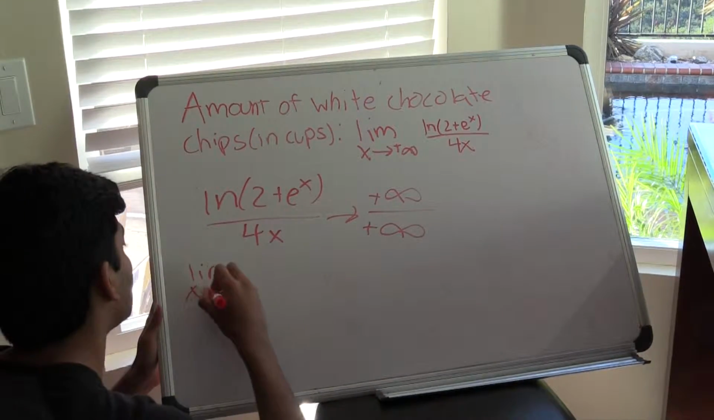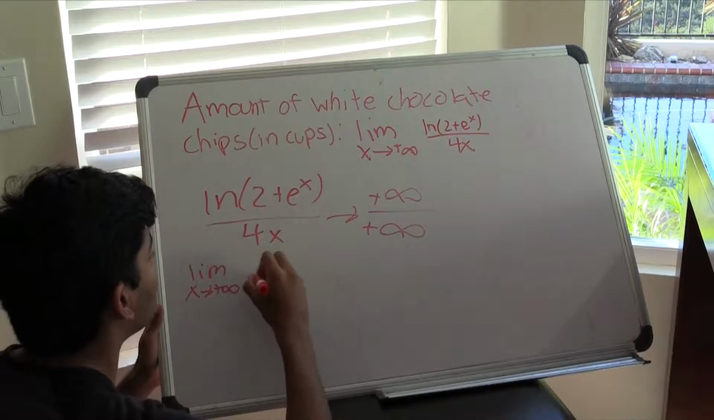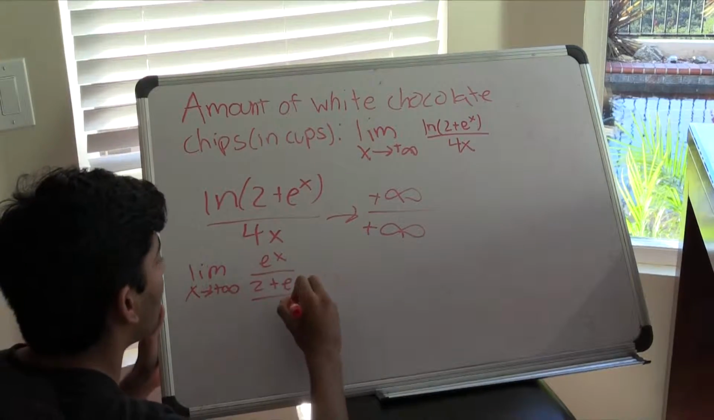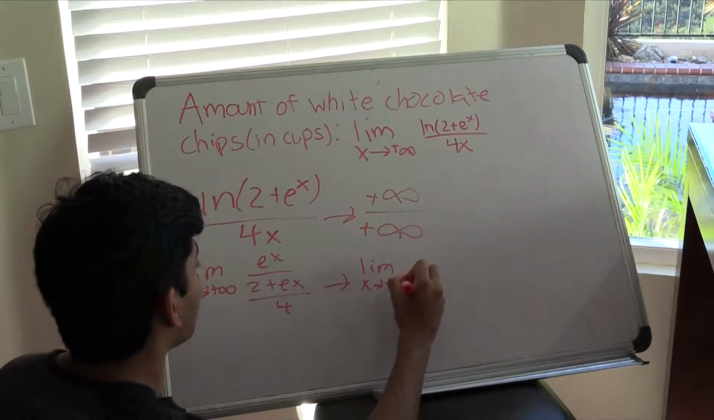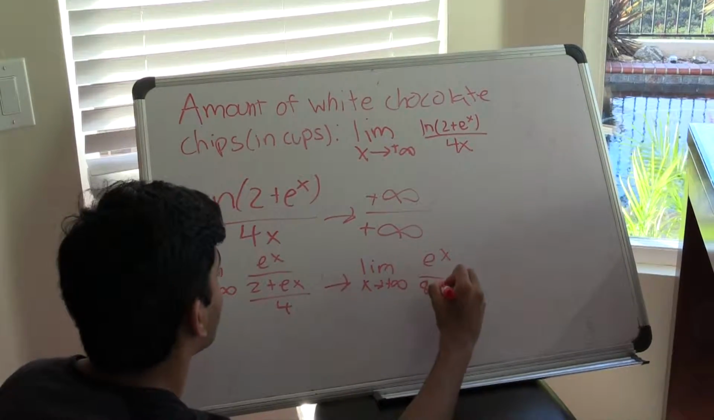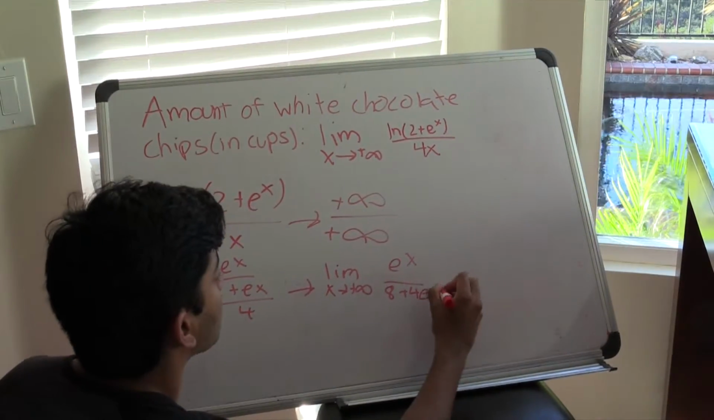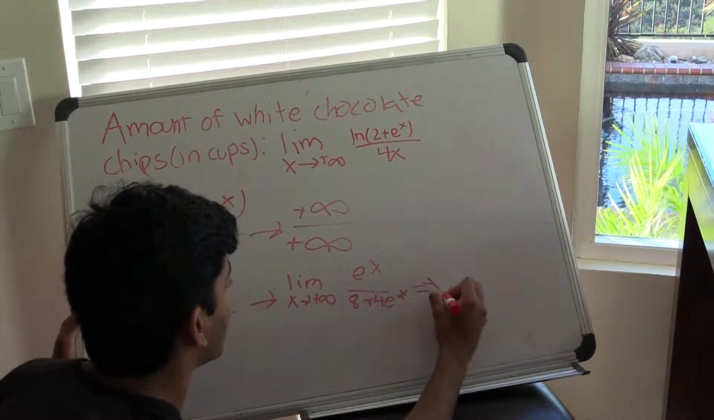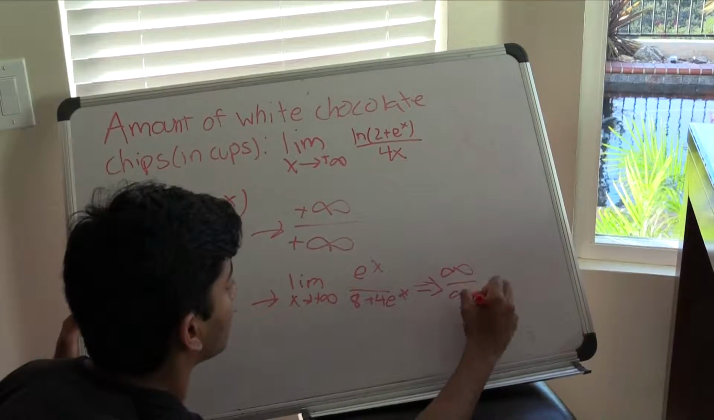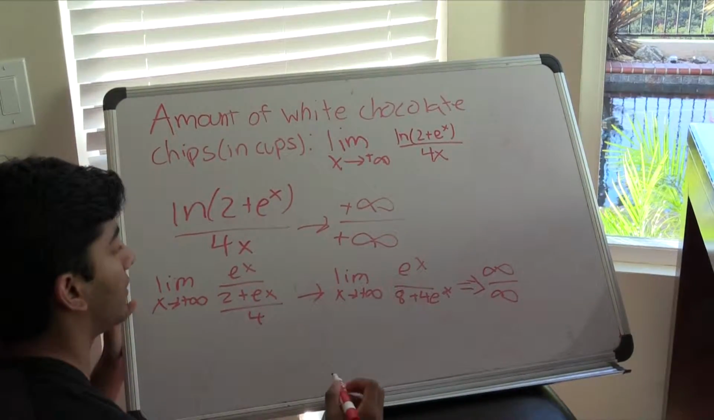So you have the limit as x approaches positive infinity of e to the x over 2 plus e to the x over 4. And then you could rewrite that as the limit as x approaches positive infinity of e to the x over 8 plus 4e to the x. So then if you plug infinity into here, you still get infinity over infinity, which is another indeterminate form. So then you take the derivative of that again.